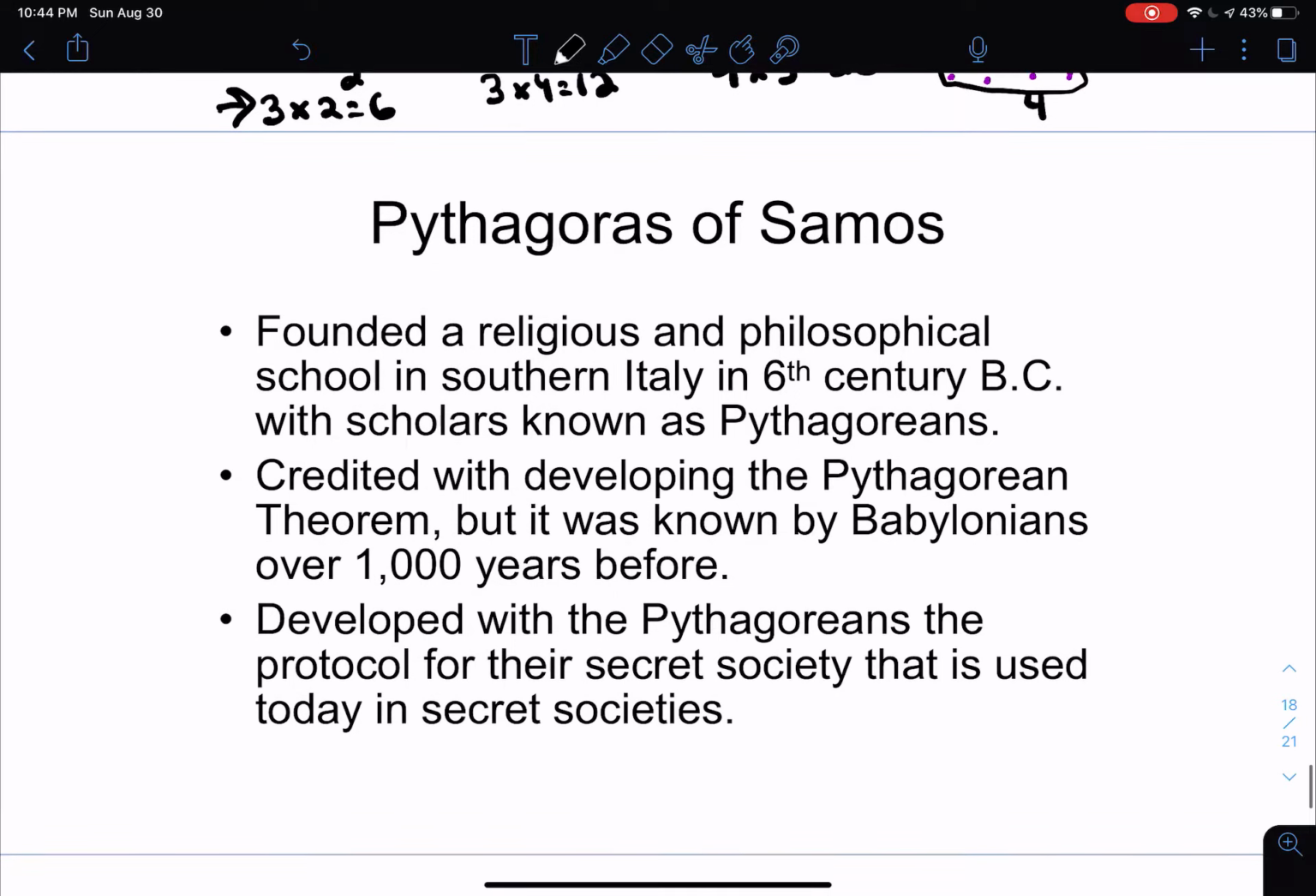All right, I mentioned a minute ago that the Pythagoreans like to look at the triangular numbers and study them. So let's add Pythagoras of Samos to your mathematician list. He founded a religious and philosophical school in southern Italy in the 6th century BC with scholars known as the Pythagoreans. They were a super secret society, used a lot of protocols, much like how you would imagine meetings with Freemasons and stuff to go. That's how they were. They were very, very big on equality. Men and women were admitted equally and treated equally.